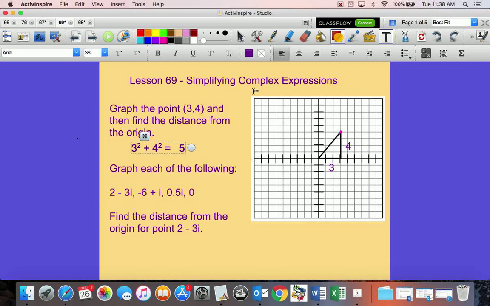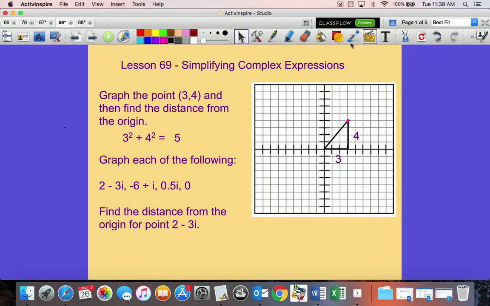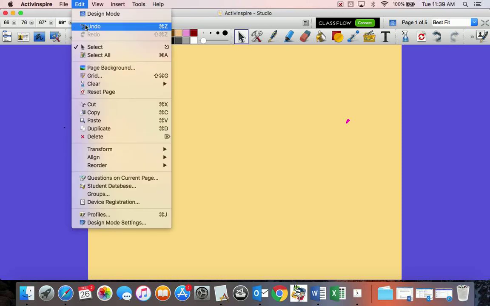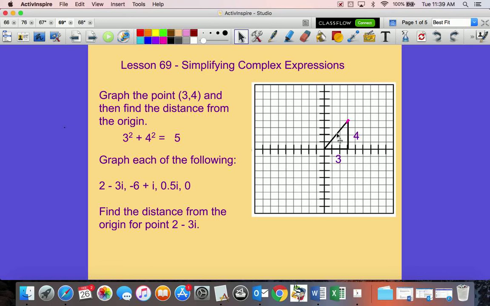Okay, now we're going to deal with complex equations here. So let me get rid of this stuff here, and then go from there. Alright, so we'll get these off of the graph. Alright, and then we've got 2 minus 3i as the very first one that we need to do here.